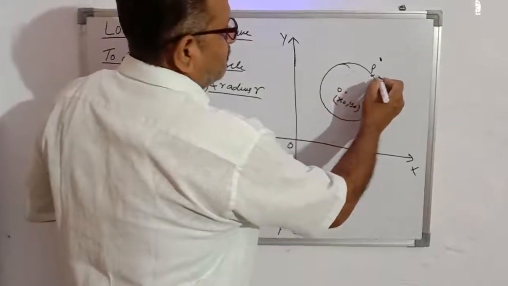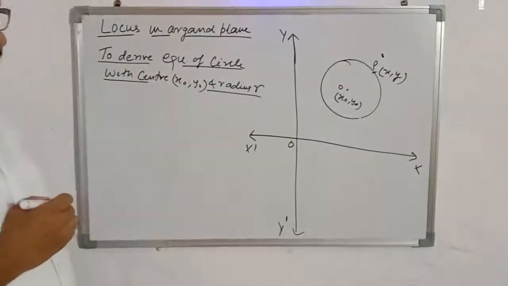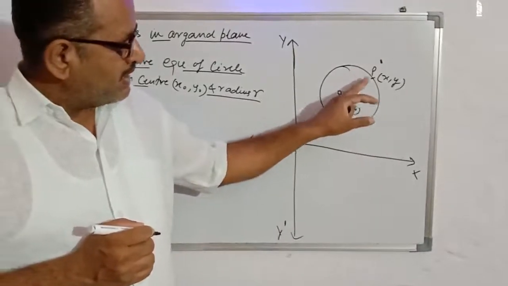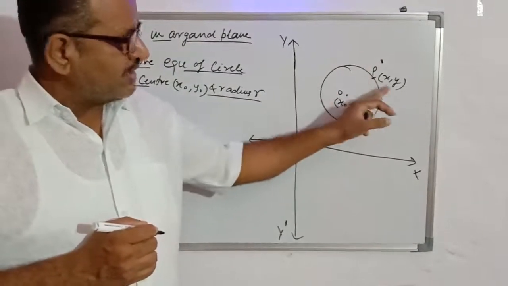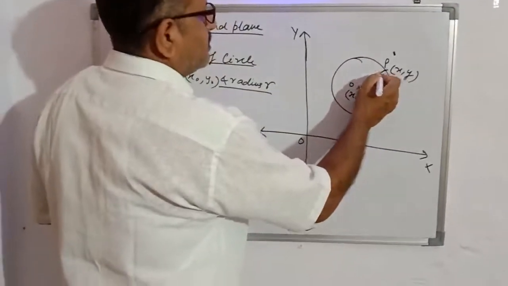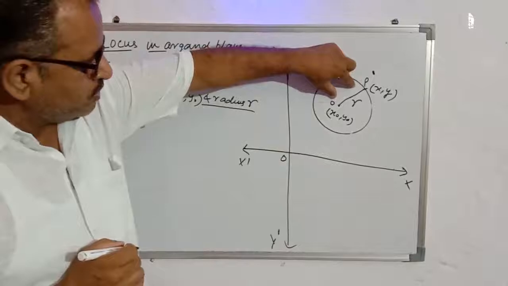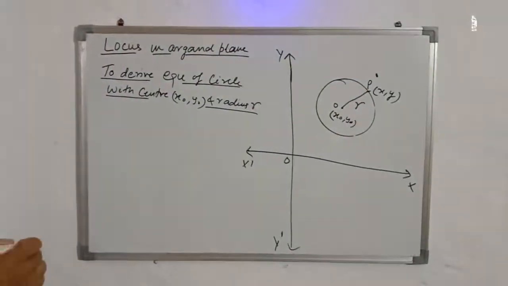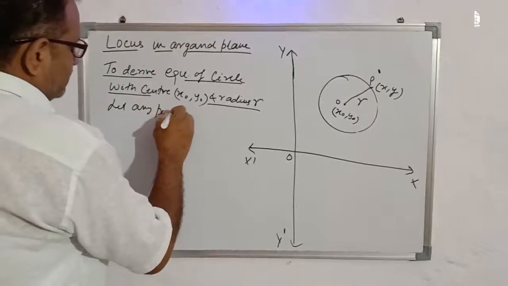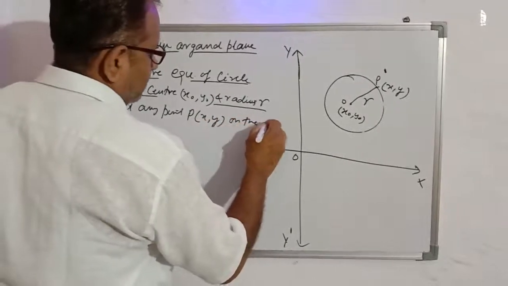Let us take one point P on the circumference of the circle. Its coordinate is (x, y). The center is (x0, y0), a fixed point given. If we join O to P, this will be the radius r. It means the distance OP is equal to r.